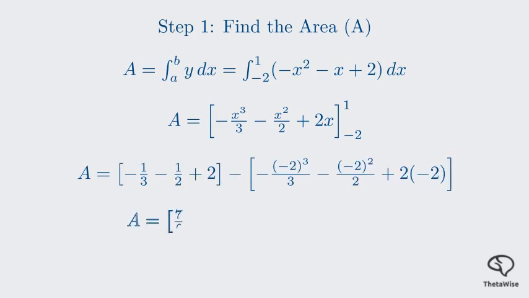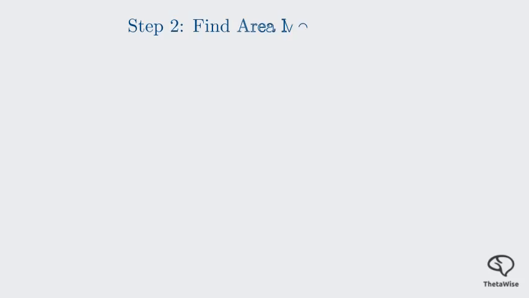Plugging in 1 gives negative 1/3 minus 1/2 plus 2. Plugging in 2 gives positive 8/3 minus 2 minus 4. Subtracting the second from the first gives 9/2 or 4.5 square units. Now for step 2, the area moments. Let's find the area moment about the y-axis, A sub my. A sub my is the integral of x times y dx.